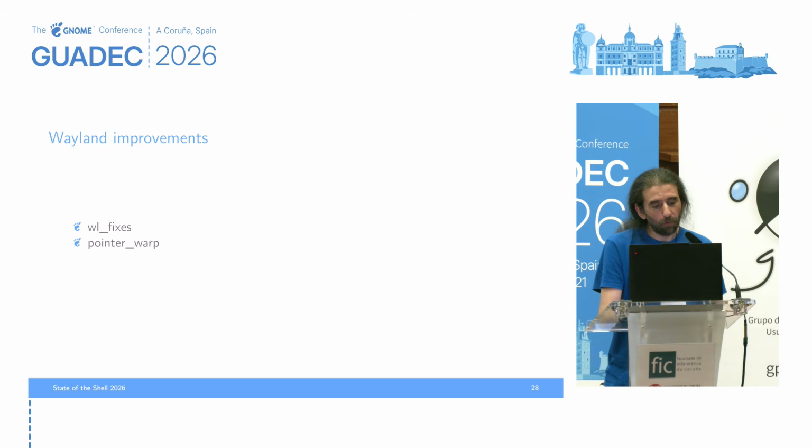So pointer warp is another protocol which I'm personally not really fond of. It's taking a bad pattern from X11, but it's already here, it's already done, so we support it as well. This protocol does allow you to move the pointer to a different place.